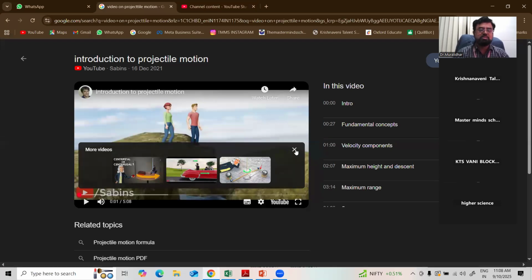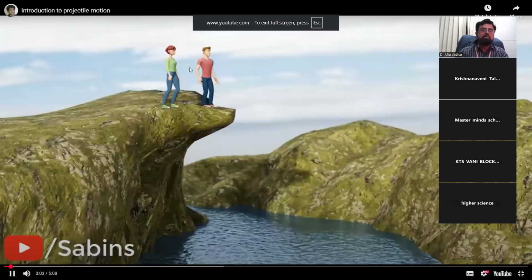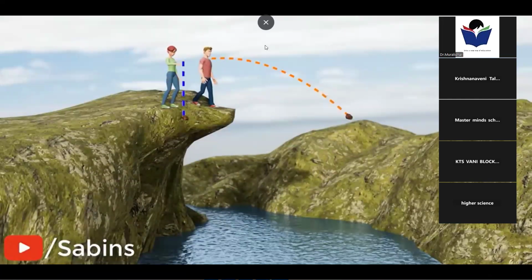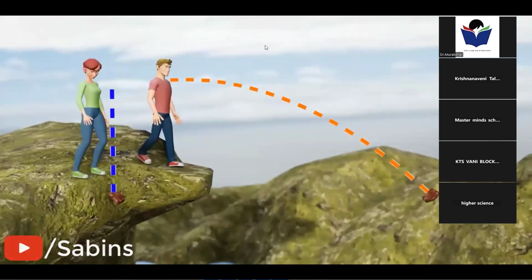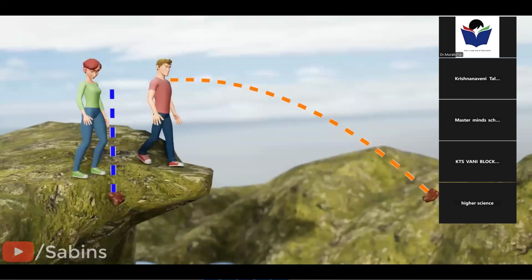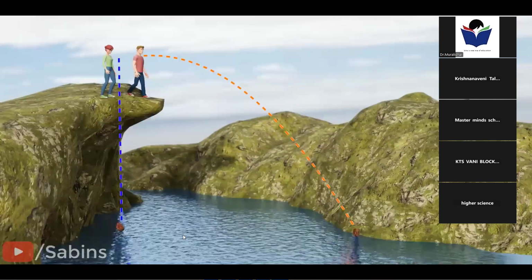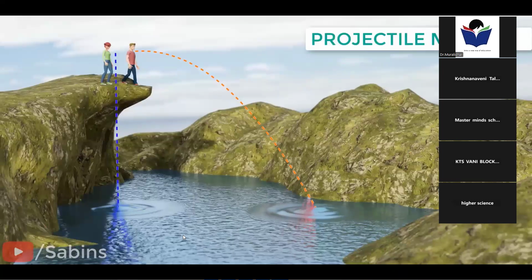Before going to the next topic, just see this. You and your friend are standing at the edge of a cliff. Your friend drops a stone straight down, and with great speed, you throw a similar stone horizontally. The question is, which stone will land on the water surface last? Does your intuition tell you that since you threw the stone with greater speed, it will take more time to land? If so, you are wrong. Both stones will actually land at the same time. Welcome to the interesting world of projectile motion.